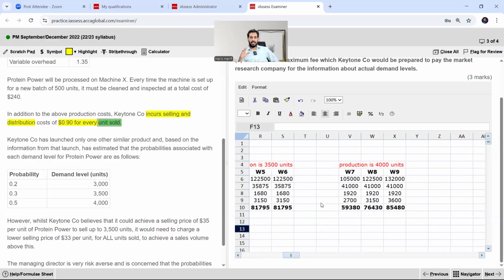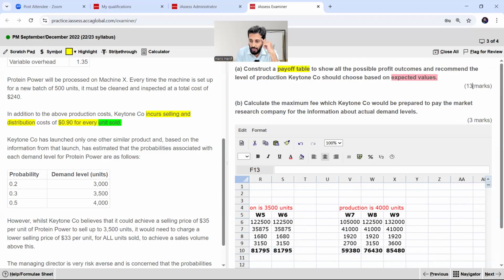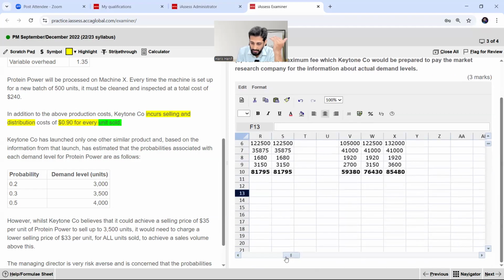But the bottom line point is that in this kind of a question of payoff table, you must read and go through the case study. You need to think about the skeleton, how the payoff table would be looking, and then you have to prepare the payoff table following that technique I have taught. Good. Congratulations, we have prepared the payoff table. Now, still, we have not got complete 13 marks and recommend the level of production Ketone should choose based on expected values. Now, let's move on towards the expected values.